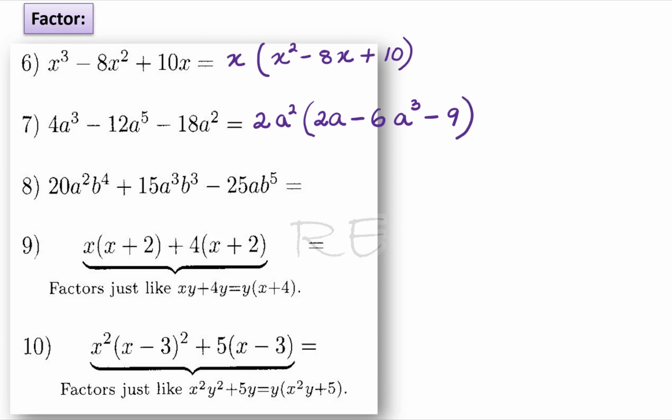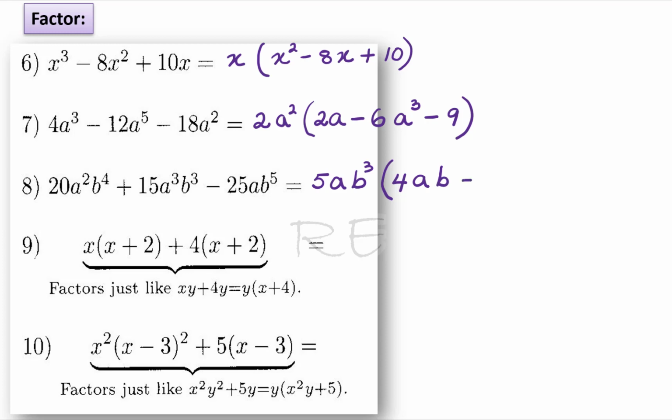times 1. Between 20, 15, and 25, the greatest common factor is 5. Between a squared, a cubed, a, the greatest common factor is a. And then b to the fourth, b to the third, b to the fifth, it's b to the third.